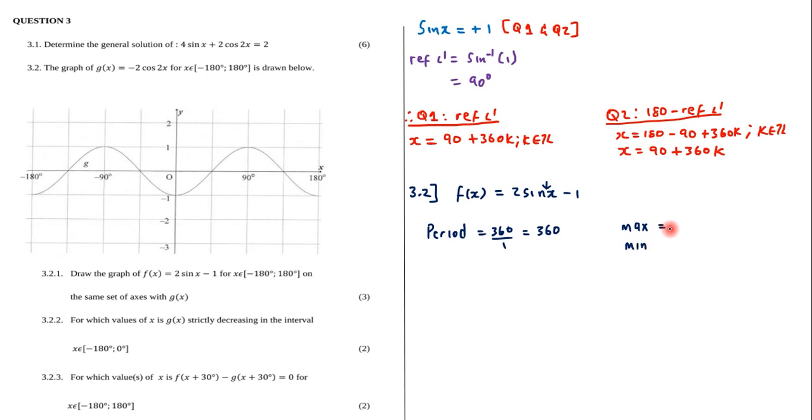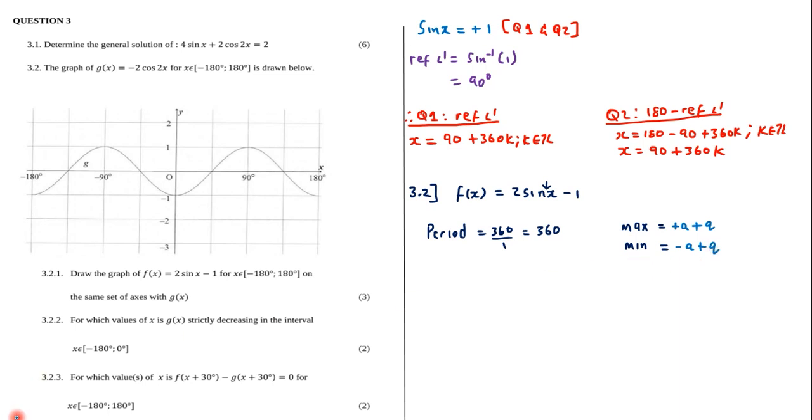Now, according to the formulas, the formula that we use for our maximum is the positive amplitude minus the value for q, or we can just say plus q, like that. And then here it's going to be the negative amplitude plus q. So these are the formulas that we can use to help us calculate that.